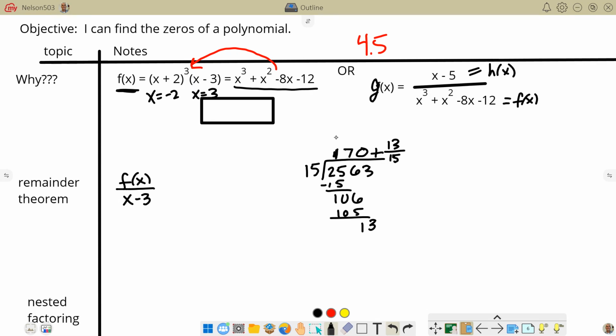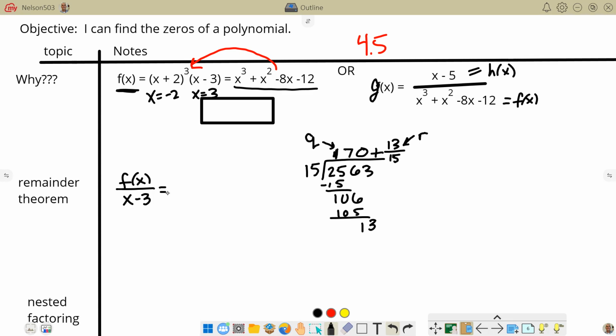So this part, the 170 part, is called the quotient. It's like the answer, okay? And I'm going to put a little Q here for quotient. This 13 over here is called the remainder, right? It's called the remainder. I'm going to call that R.